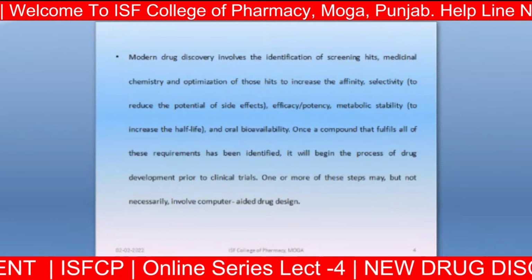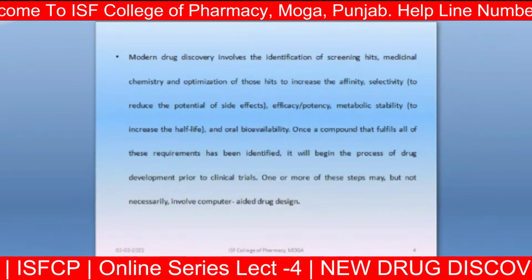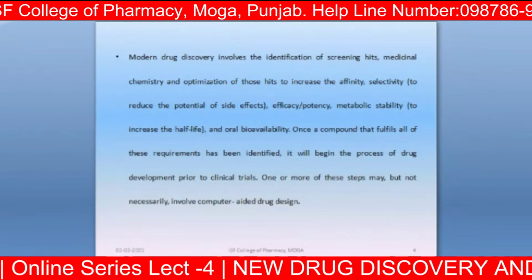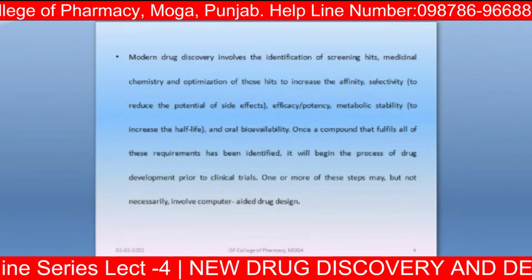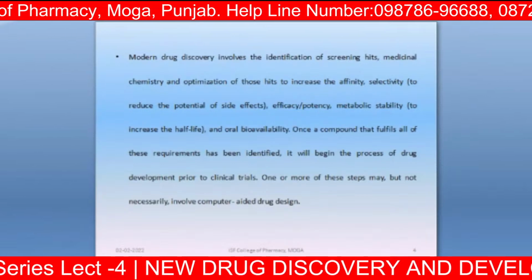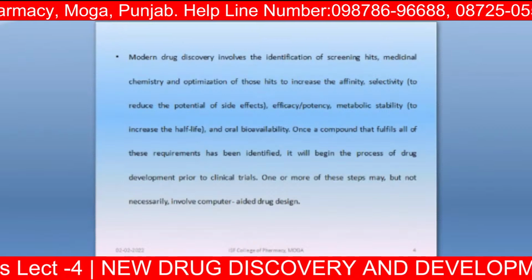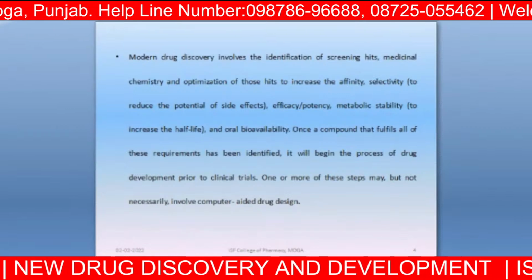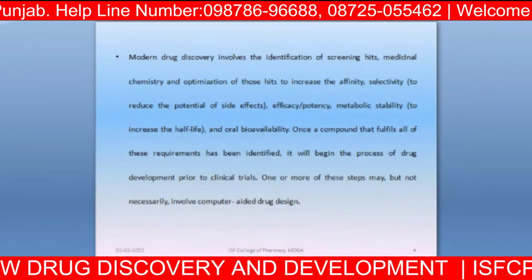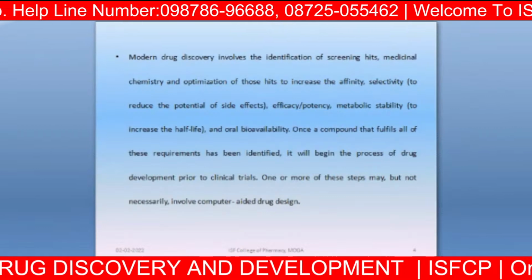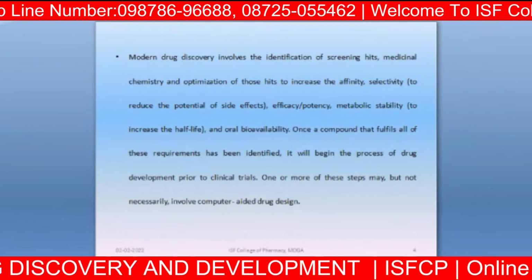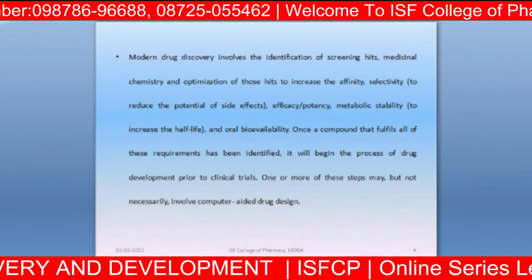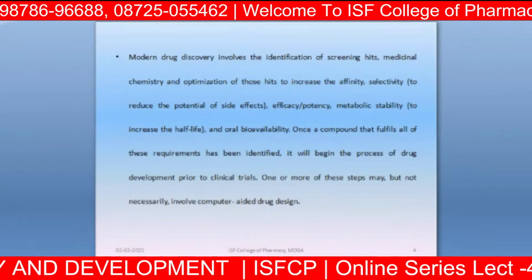Next, once a compound that fulfills all of these requirements has been identified, what are the basic criteria? The criteria are that it must be free from toxicity and have a good ability to reach the particular receptors. The third thing is its ADME: absorption must be proper so that its metabolism will not cause any general or toxicological effect to the body. It will begin the process of drug development prior to the clinical trials.